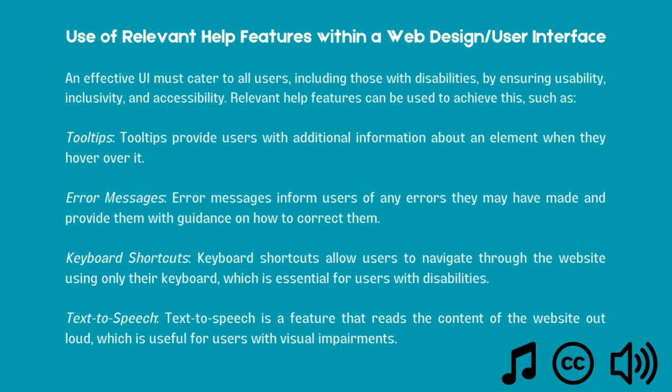Error messages. Error messages inform users of any errors they may have made and provide them with guidance on how to correct them. Keyboard shortcuts. Keyboard shortcuts allow users to navigate through the website using only their keyboard, which is essential for all users with disabilities. Text-to-speech. Text-to-speech is a feature that reads the content of the website out loud, which is useful for users with visual impairments.